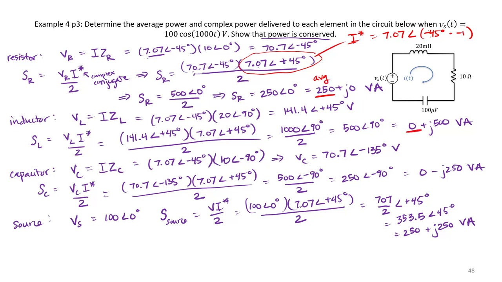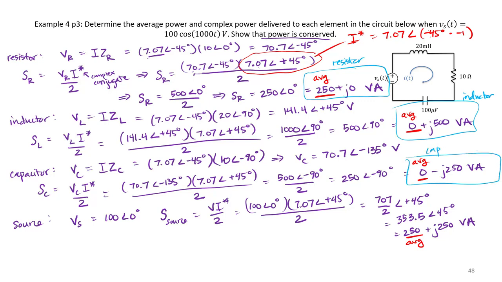The average power is just the real part of the complex power. And then, of course, our complex power is the entire expression for the resistor, inductor, capacitor, and of course, our source.